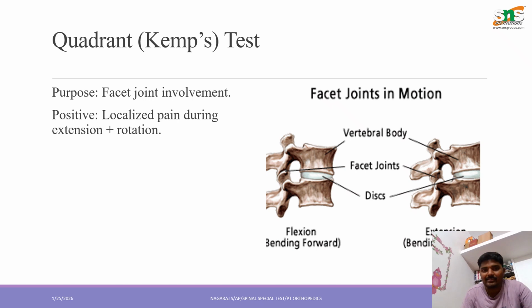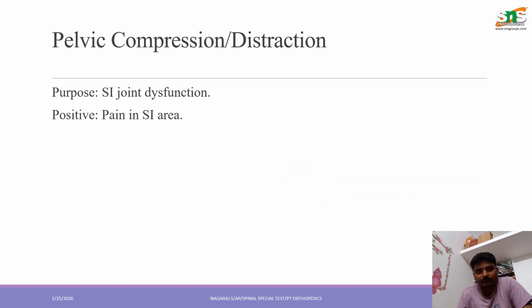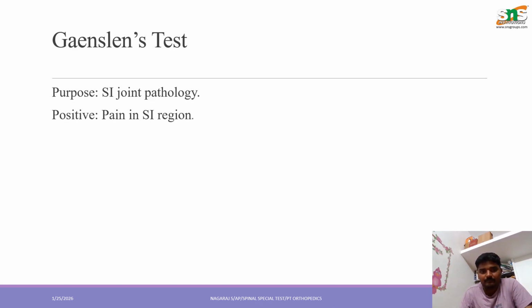Then the quadrant test or Kemp test, for facet joint involvement, with localized pain during extension and rotation. Extension and rotation, the pain is present. Pelvic compression or distraction test is mainly for SI joint dysfunction, pain in the SI area. Then the Gaenslen test is mainly for SI joint pathology, pain in the SI region.